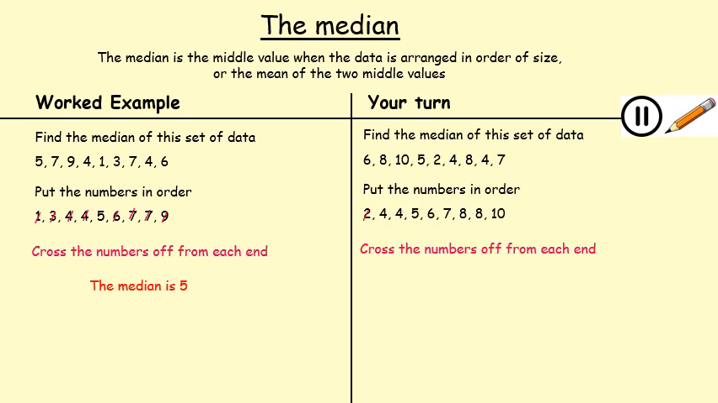Okay, so hopefully having gone through all of this, you've put your data in order and you've ended up with the number 6 left in the middle. Therefore, we can say that the median of this data is 6. Let me just change that, it'd be 6.